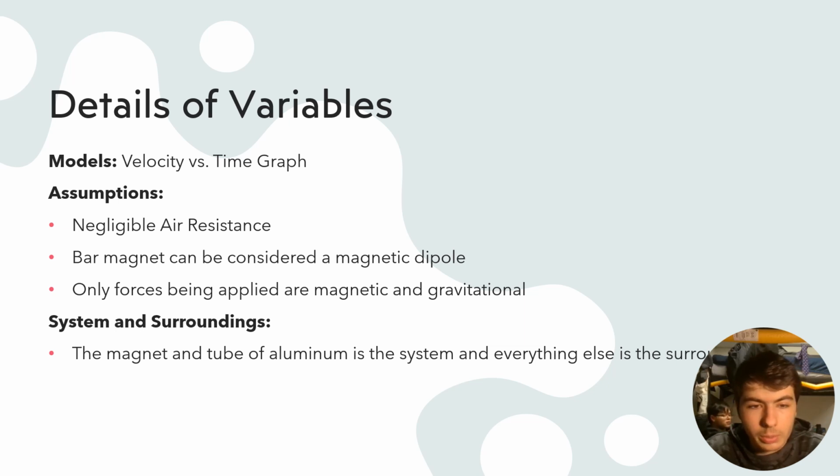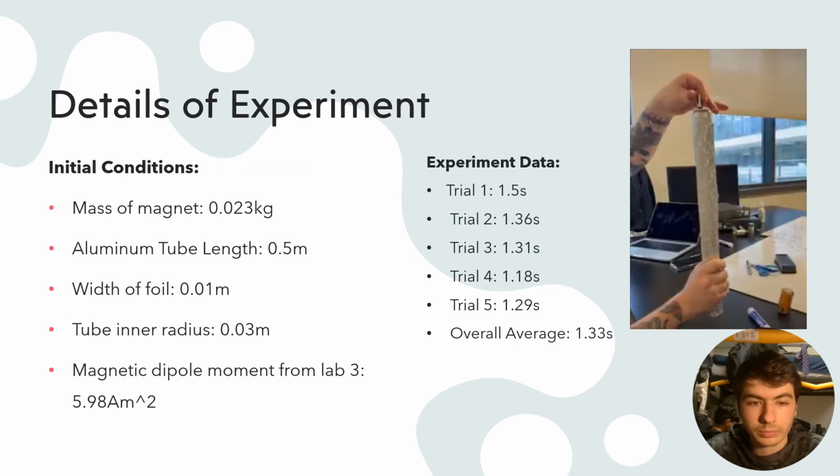So details of variables. For the models, we use the velocity versus time graph. For assumptions, we assume that we had negligible air resistance. The bar magnet could be considered a magnetic dipole, and only forces being applied are magnetic and gravitational. And the system and surroundings. The system is the aluminum tube as well as the magnet that's falling down, and the surrounding is everything else except those two things.